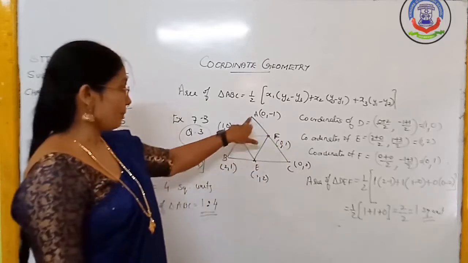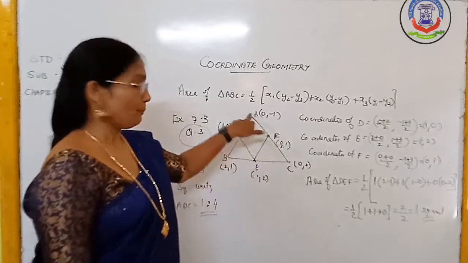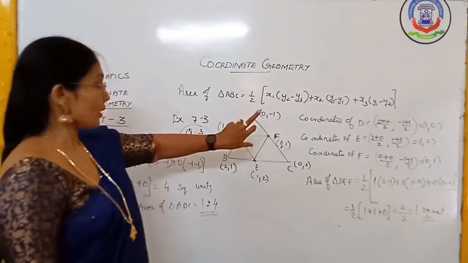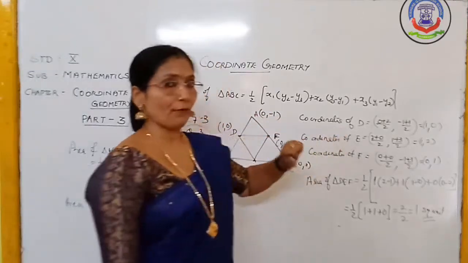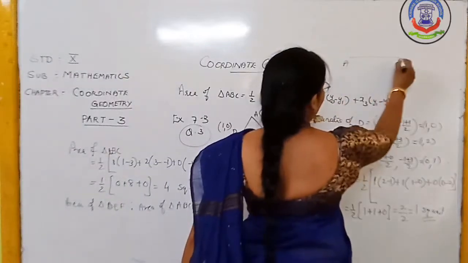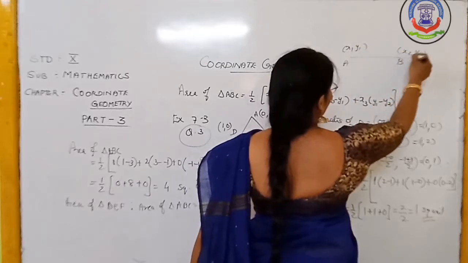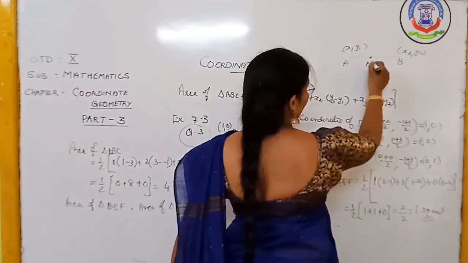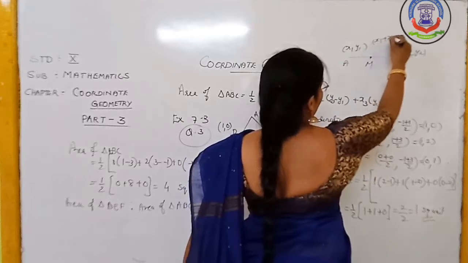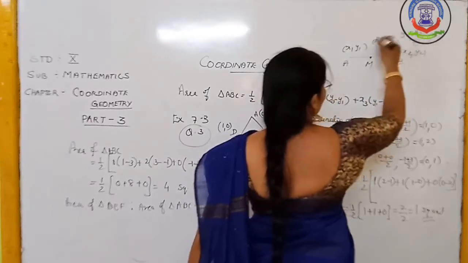Have taken D as the midpoint of AB, E as the midpoint of BC and F as the midpoint of AC. Now, coordinates of D, how can you find out? If the endpoints of the line segment are given, A and B, that means x1, y1 and x2, y2 are given. In the previous class I explained to you that the midpoint, how can you find out? (x1 plus x2)/2 comma (y1 plus y2)/2.